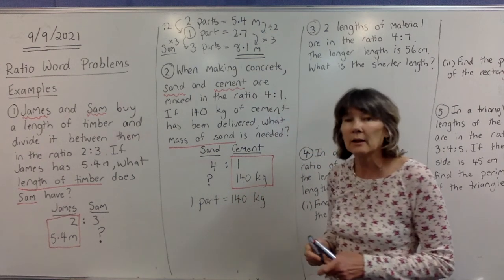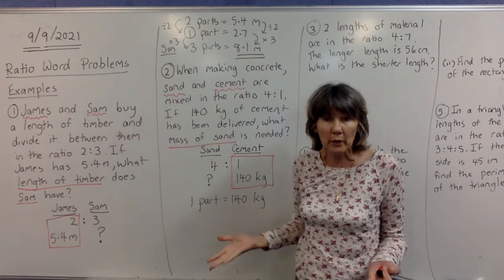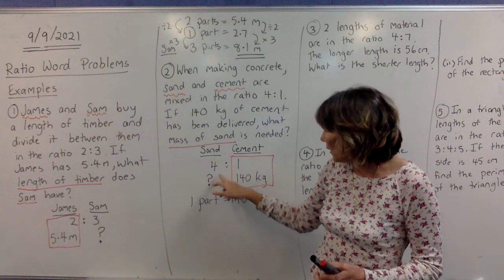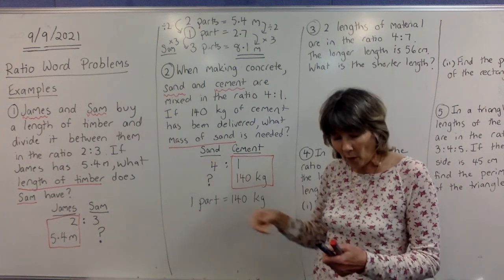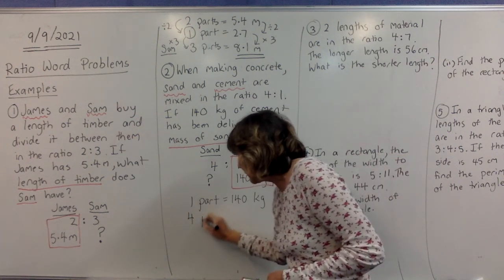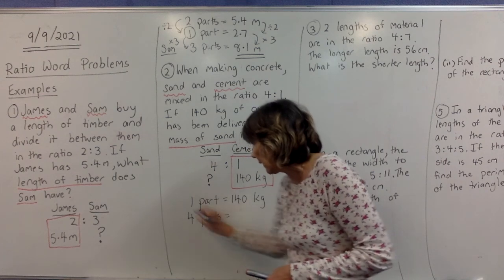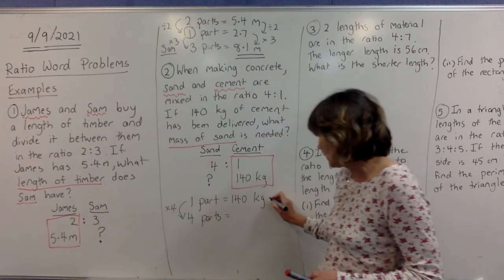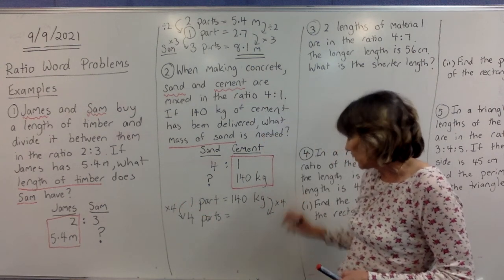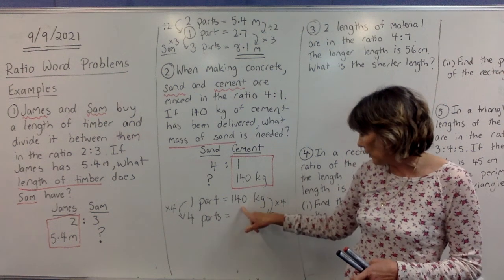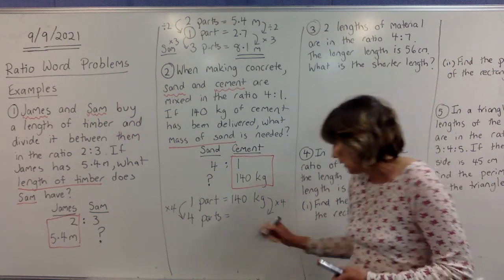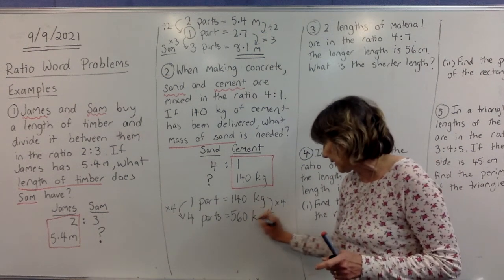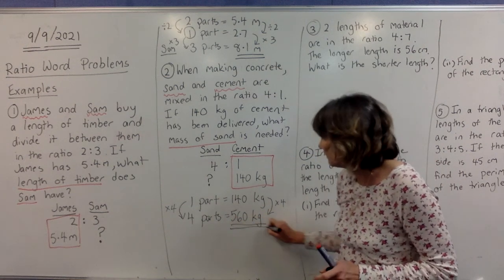Now normally our second line is finding 1 part, but we've already got that. So really we're starting in this line here. So the question is we need to find the sand, which is 4 parts. So how can we go from 1 part to 4 parts? What are we doing? We're timesing by 4. And we do the same to the other side. So on your calculator you're doing 140 times 4 and you will get 560 and then write the kilograms on the end. Underline your answer.